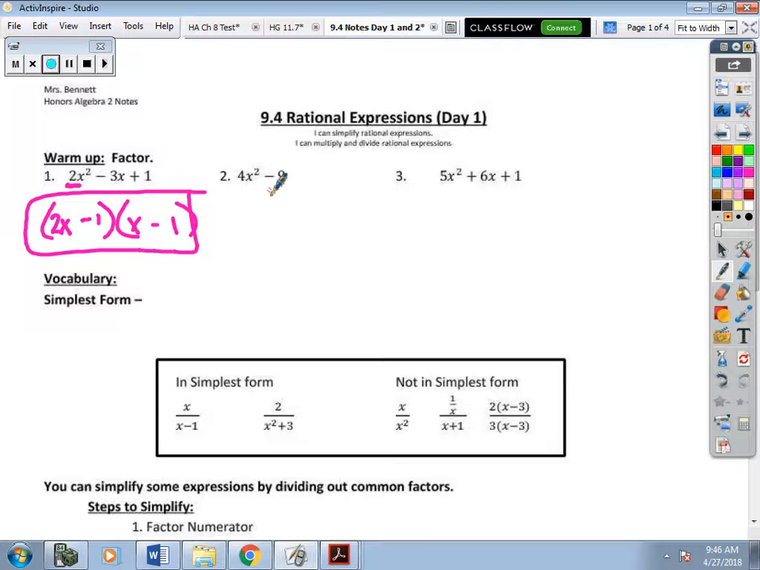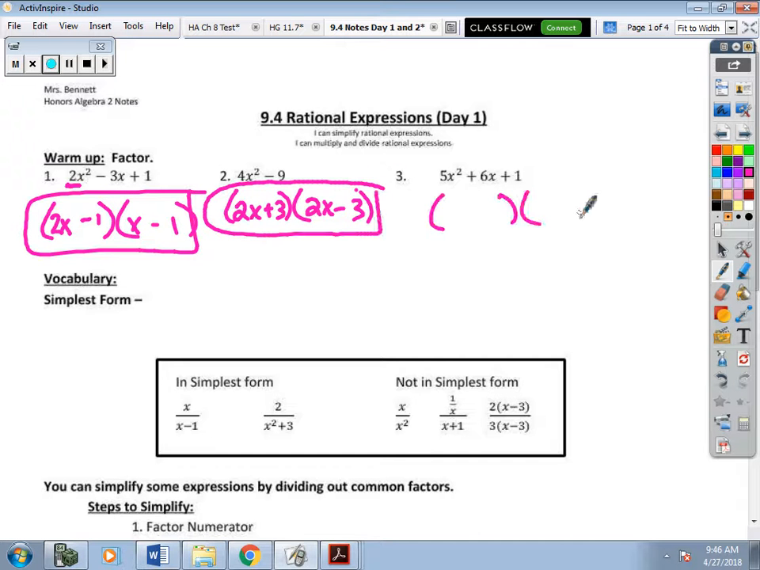This one is a special case. This is our difference of squares. So remember, when you have a perfect square in the front and the back, we'll have one positive and one negative. That way, when we FOIL, we'll get 0x in the middle. And number 3, we also have a guess and check, although the numbers are pretty simple. This should be 5x and 1x. And the only numbers that multiply to 1 are 1 and 1.